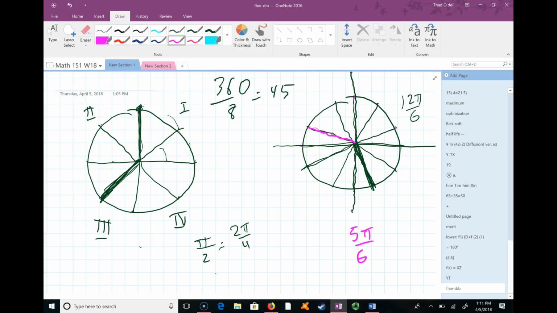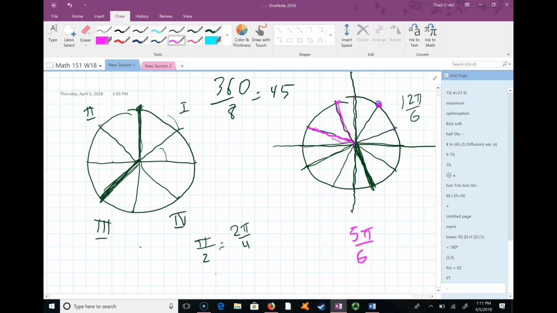One thing to point out is when I'm dealing with pi over 6s, notice there are 2 different angles involved in the pi over 6 in each quadrant. So it's really important to be able to distinguish between which one is closer to the x-axis and which one's closer to the y-axis. And you'll notice that these are all pi over 3s, aren't they?